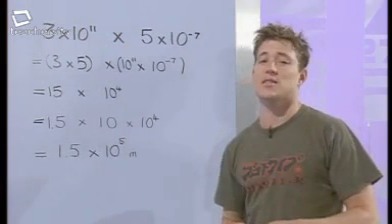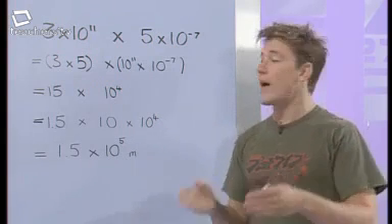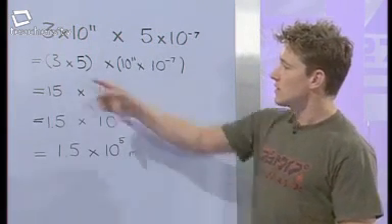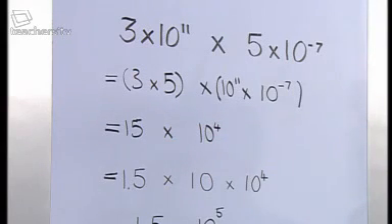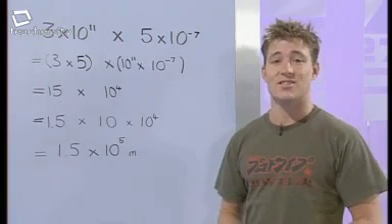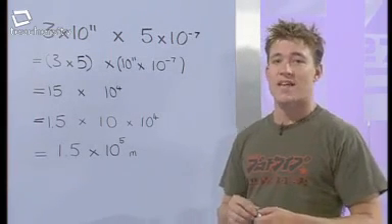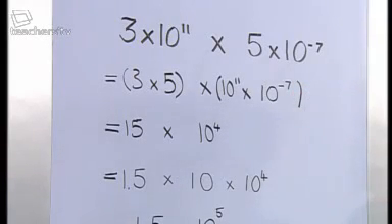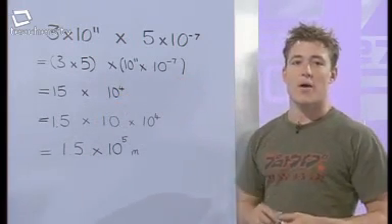First of all, I need to rearrange the sum, putting the number parts together and the powers of 10 together. Next, I multiply the 3 and the 5 to get 15, and then I multiply the powers of 10. To do that, I added the power numbers, that's 11, plus -7, which is 4. So my answer is 15 times 10 to the power of 4.